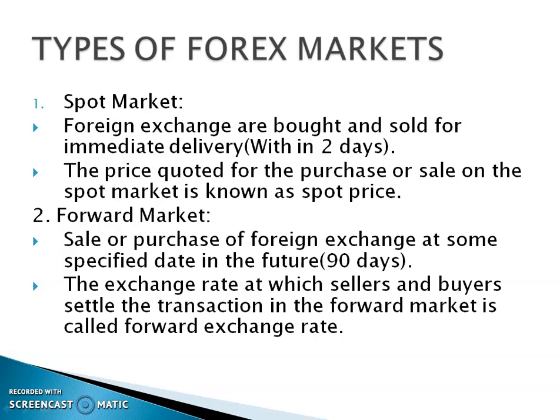Some commodities are sold at the spot price or current price and delivered at a future date. Then the second form of foreign exchange market is the forward market. Here, the sale and purchase of foreign exchange takes place at some specified date in the future, generally 90 days from the date of the deal. The exchange rate at which buyers and sellers settle the transaction in the forward market is called the forward exchange rate.